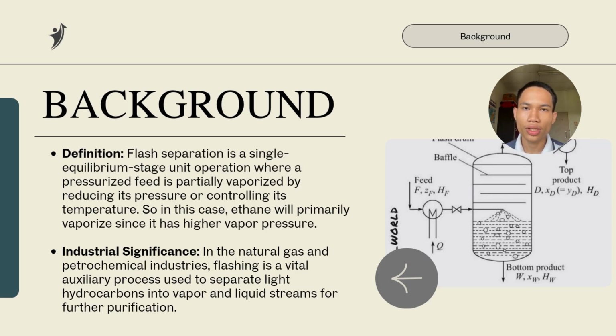In the chemical industry, particularly in natural gas processing and petrochemistry, flashing is a vital auxiliary process. It allows us to efficiently split light hydrocarbon streams into basic vapor and liquid fractions before they undergo further high purity distillation.